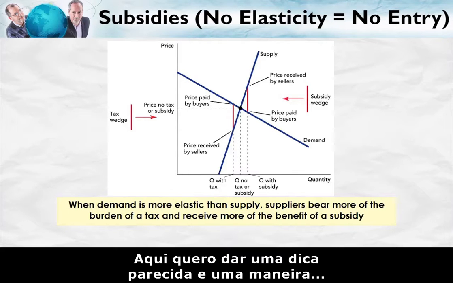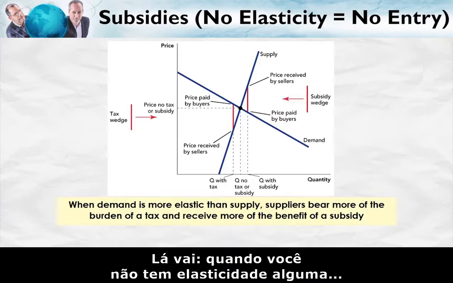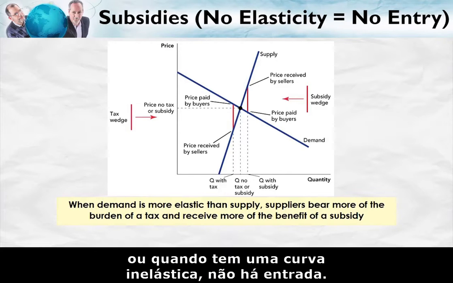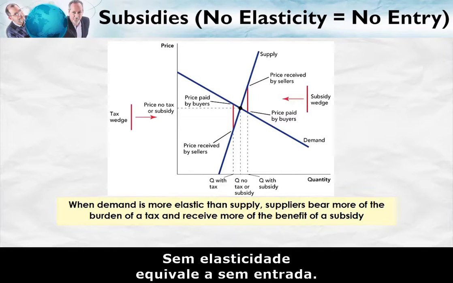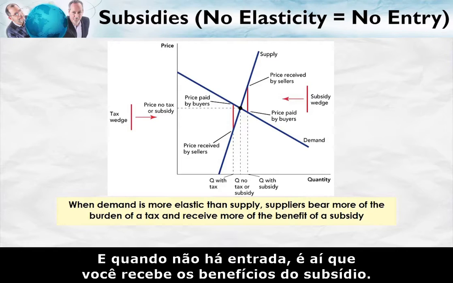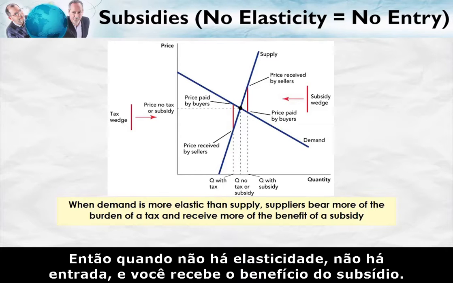Here I want to give you a similar intuition and way of reminding yourself about what happens with a subsidy. And that is when you have no elasticity, or when you have an inelastic curve, then there's no entry. No elasticity equals no entry. And when there's no entry, that's when you gain the benefits of a subsidy. When no one can come in to take the subsidy, you get the benefit. So when there's no elasticity, no entry, you get the benefit of a subsidy.